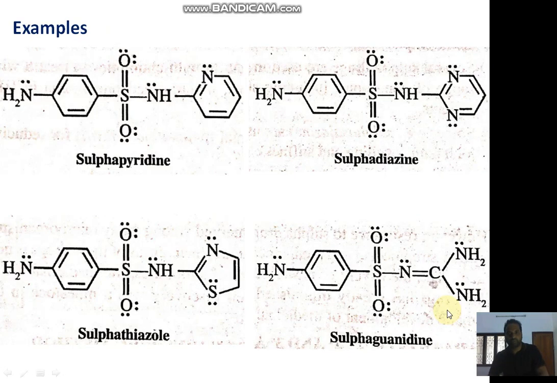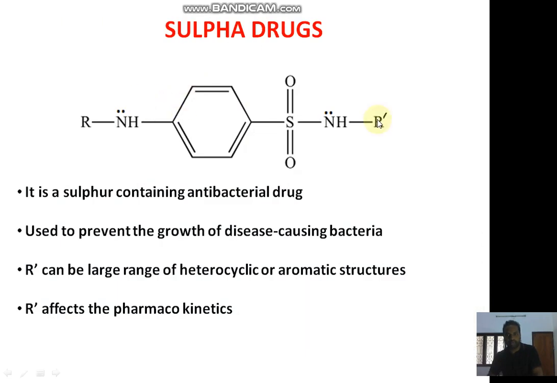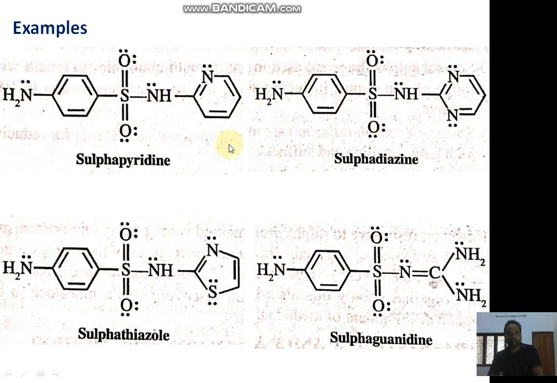This is the method of preparation, and these are different examples. This is sulfa-pyridine, where the R group is a pyridine group. The rest of things are the same. You see the structure, only the R dash is different here. Sulfa-pyridine, here you have sulfa-diazine, where a diazine group is there in place of R dash, and this is sulfa-thiazole, and this is sulfa-guanidine.